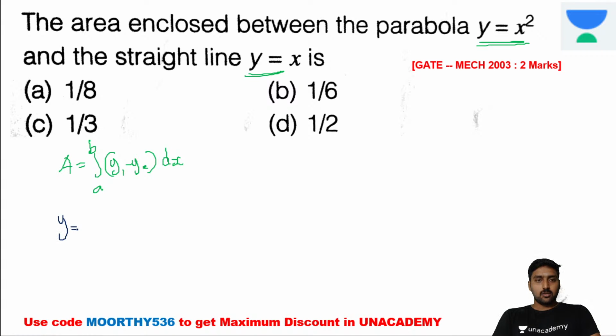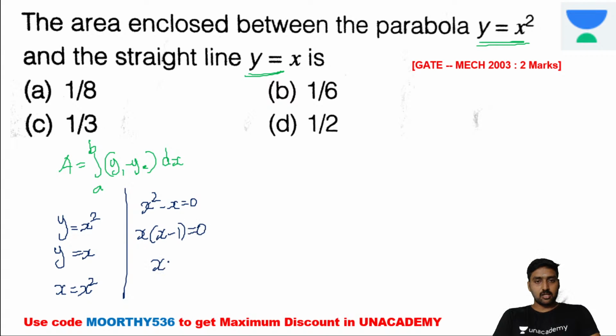y is equal to x square, right? Y is equal to x square. Second one, y is equal to x. Now substitute y is equal to x into the first equation. If you substitute, x is equal to x square, that is x square minus x is equal to 0. X into x minus 1 is equal to 0. Therefore, the limit for the x-axis is 0, 1. Now we have identified it, right?